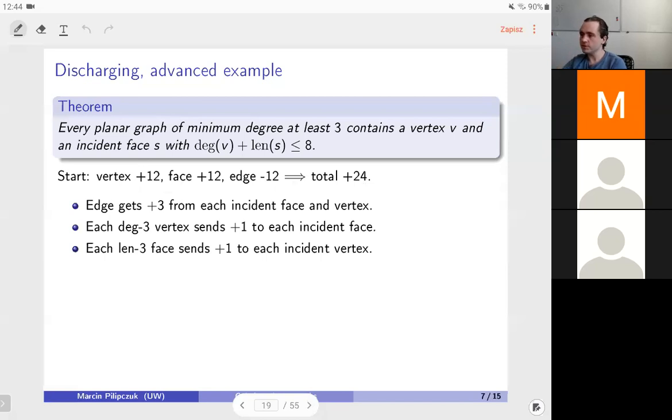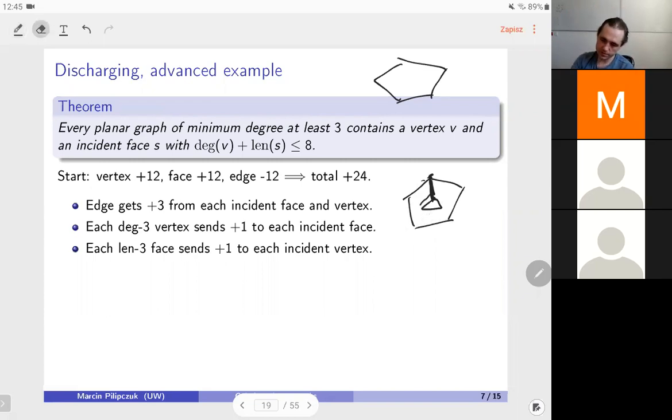There was a question in the chat: the length of a face is the number of edges around it. This is an important remark. If you have a picture like that, then this face will have length 7. You do a walk around the face and you count how many edges there are, so this edge will be counted twice. And if you do this one, this will be length 10, because this edge will be counted twice and this one will be counted twice on the walk around the face. Thanks for the question.